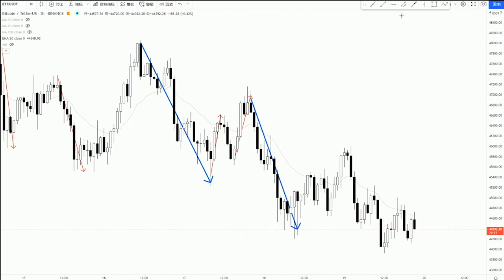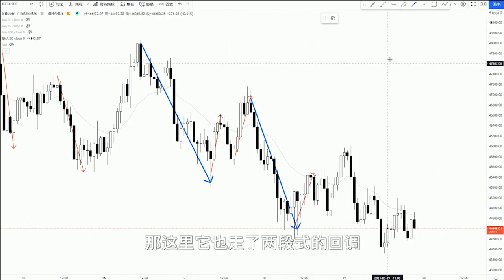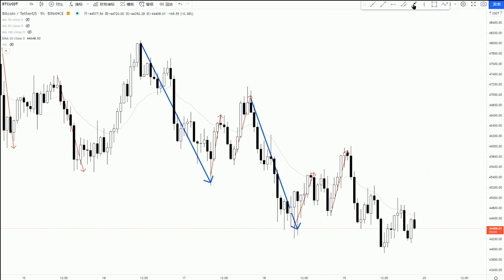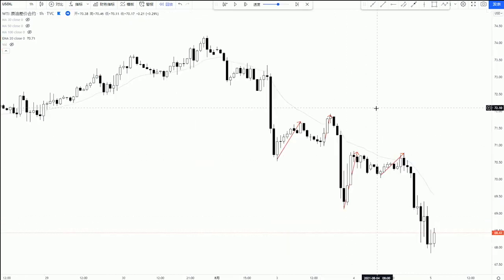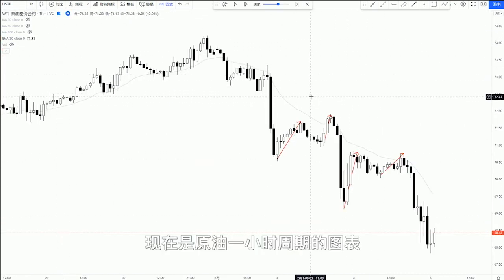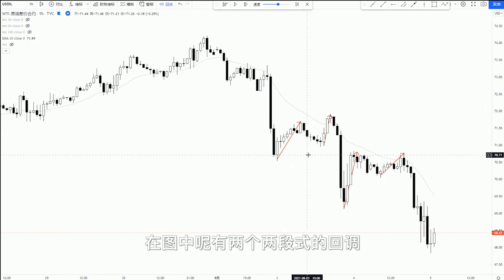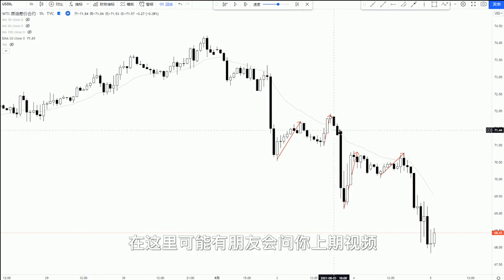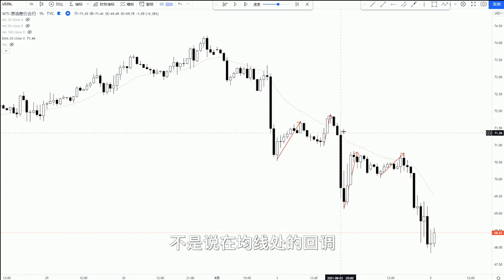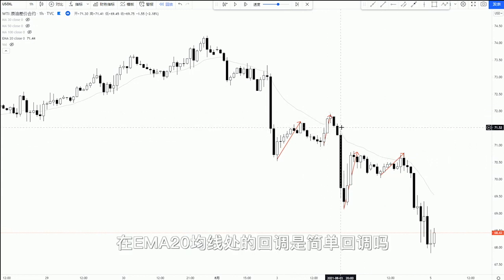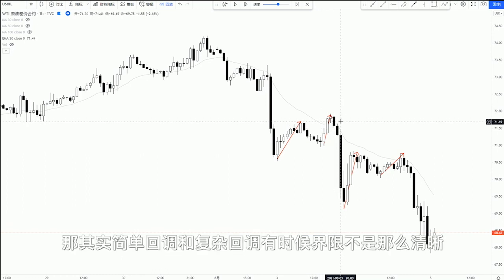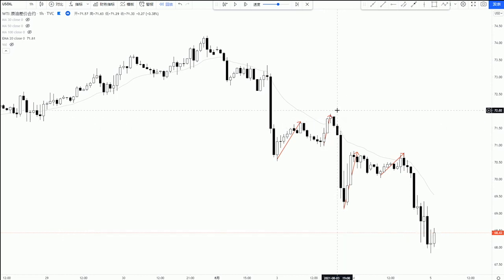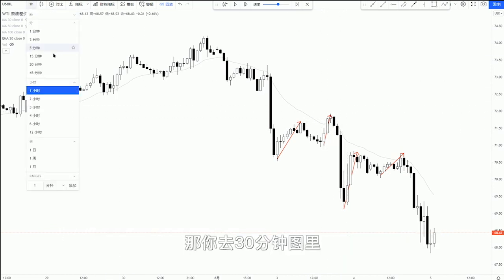Now this is a chart of the 1 hour period of crude oil, and in this chart, there are two-step pullbacks. And some of you might ask, in the last video, wasn't the pullback at the EMA 20 moving average a simple pullback? It's actually a simple pullback and a complex pullback, and sometimes the line isn't that clear. If you look at the 1 hour chart it's at the 20 moving average. If you look at the 30-minute chart, isn't it a complex two-step pullback? None of that matters. The important thing is that you know what the market is doing, and here's a little bit of information that you can try to understand.